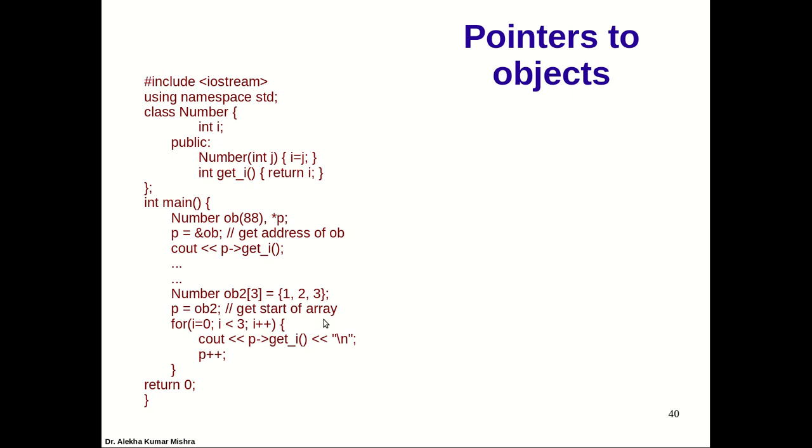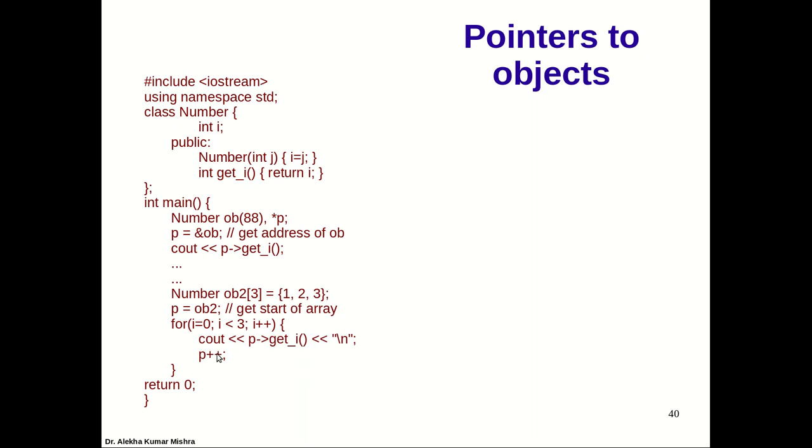Then i equal to 0, i less than 3. We are going to print the value of the data member of each of these objects. In this for loop, we call get i one by one. Initially p is pointing to the starting address of the array. So we access object number 1, the object with index 0. When I say get i, it prints the value of the first object, that is 1. Then p plus plus makes p point to the second object.